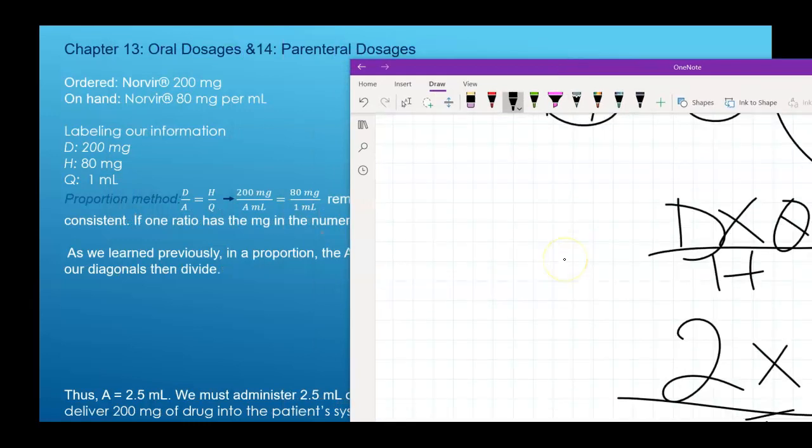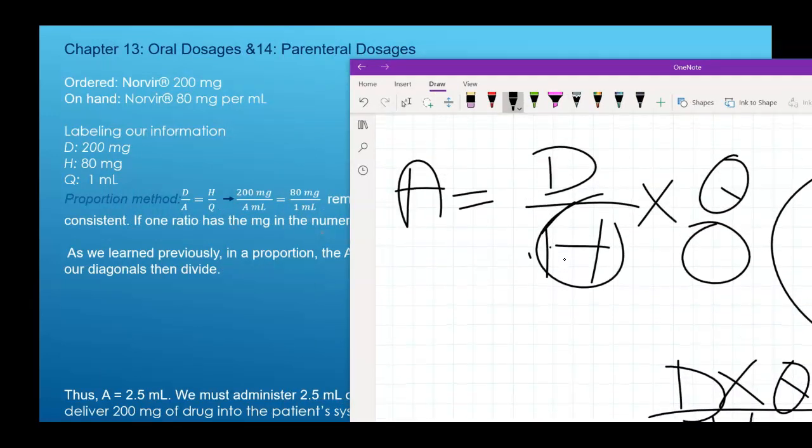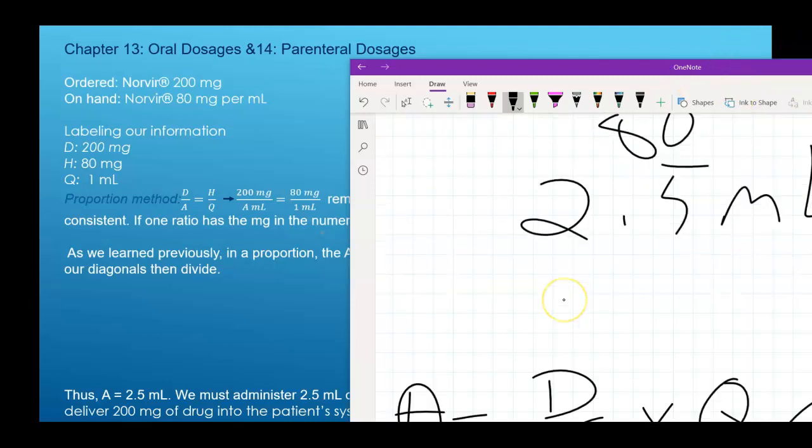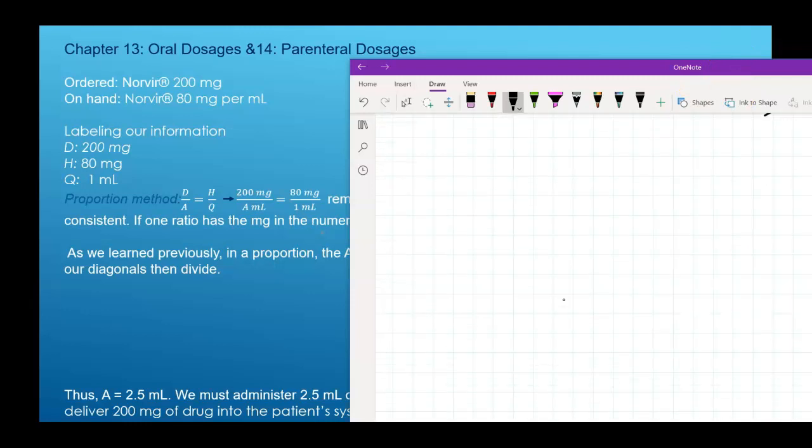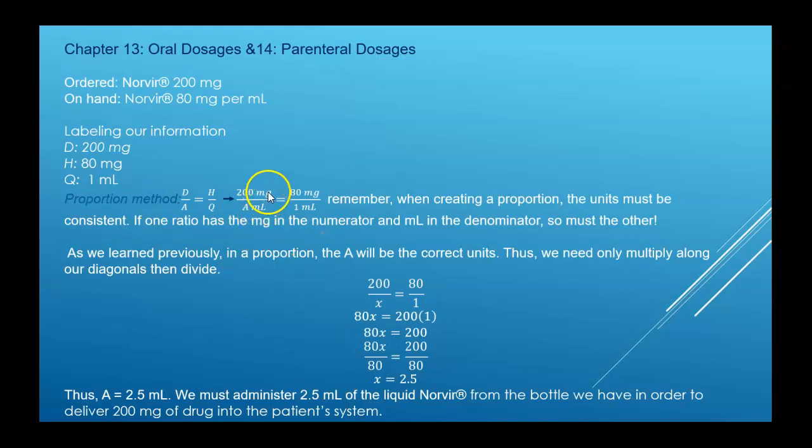All right, so the one thing you have to make sure of is your D and H have to have the same units, because in either way they have to cancel. And in the proportion method, your units have to be the same on the top as they are on the bottom. So here, if I have milligram over milliliter on the left, I have to have milligram over milliliter on the right. So with the proportion method, if the D and H don't have the same unit, you're going to have to convert before you do your proportion.